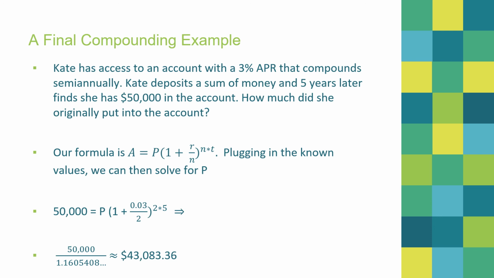1.1605408, so on and so forth. And that gets us $43,083.36. So that's how much money Kate put into the account, which means that she made $7,000 in 5 years just for having it sit there, which is why people like interest.